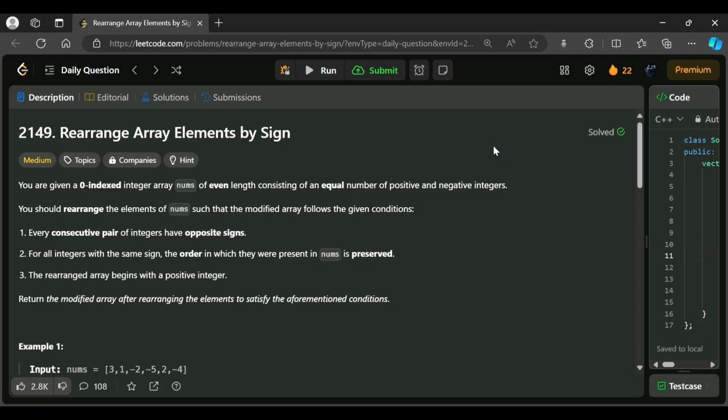Every consecutive pair of integers has opposite signs. What does it mean? 1, minus 2, 2, minus 3, 3, minus 4. That's right. For all integers with the same sign, the order in which they were present in nums is preserved. So the order should be preserved.